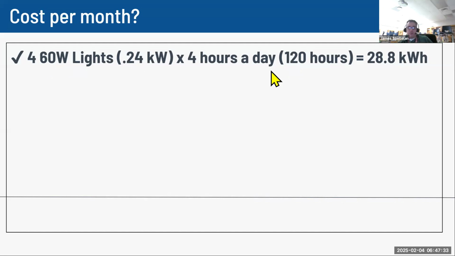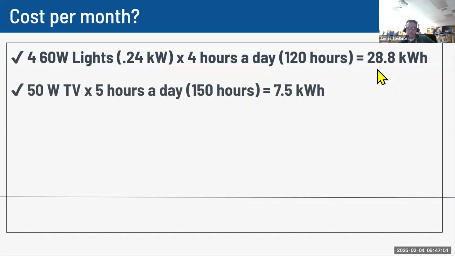So we need to pay attention to the time aspects that we have in here. So 4 hours a day, because it's every day of the month, that ends up being 120 hours total. So that's my total kilowatts, that's my total hours. I multiply those together. That's my total kilowatt hours. We would just multiply that times our 10 cents, and that would tell us how much it costs, which should be like $2.88.